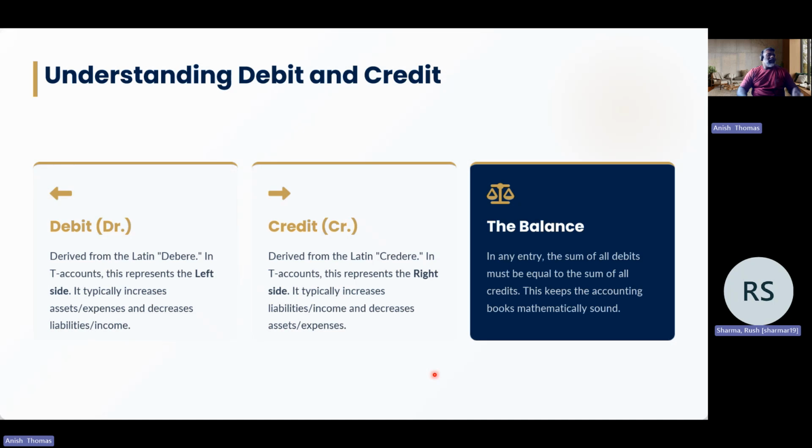Yeah. So as you can see, I told you there are two aspects of a transaction: debit and credit. The word debit is derived from the Latin word debere. I'll show you what a T account looks like, and in a T account it will be on the left hand side. So I'll just quickly show you how a T account would look.